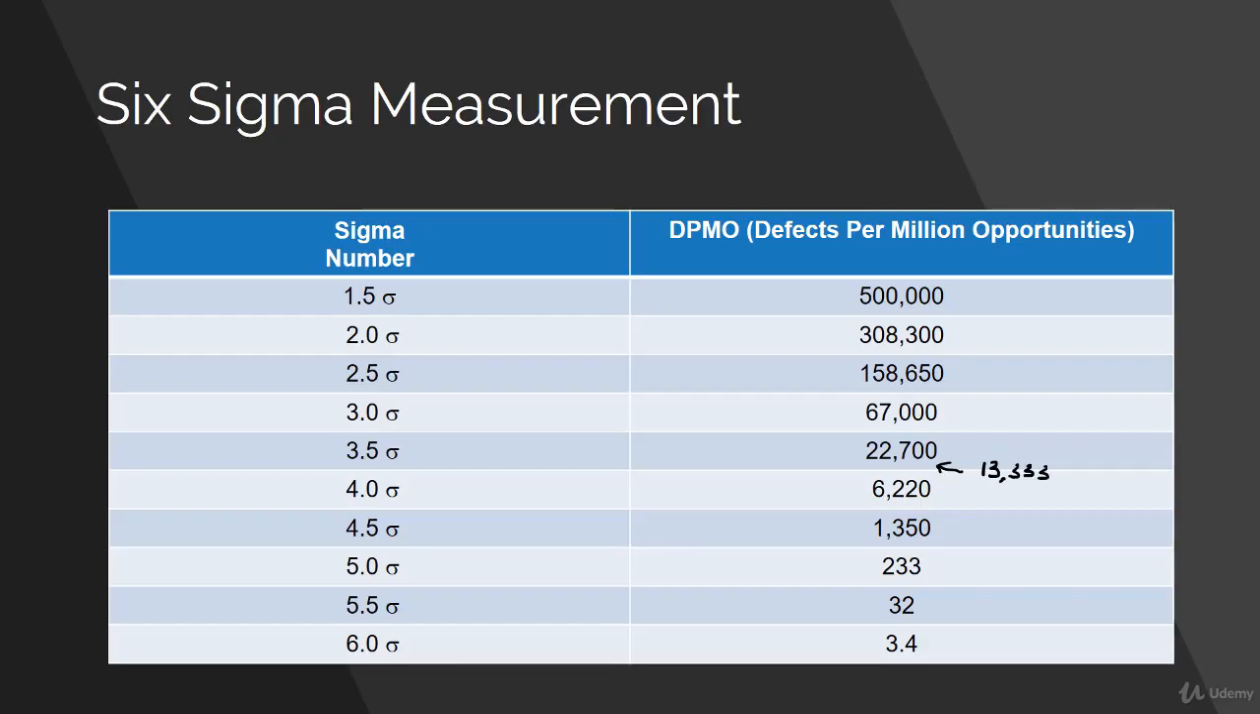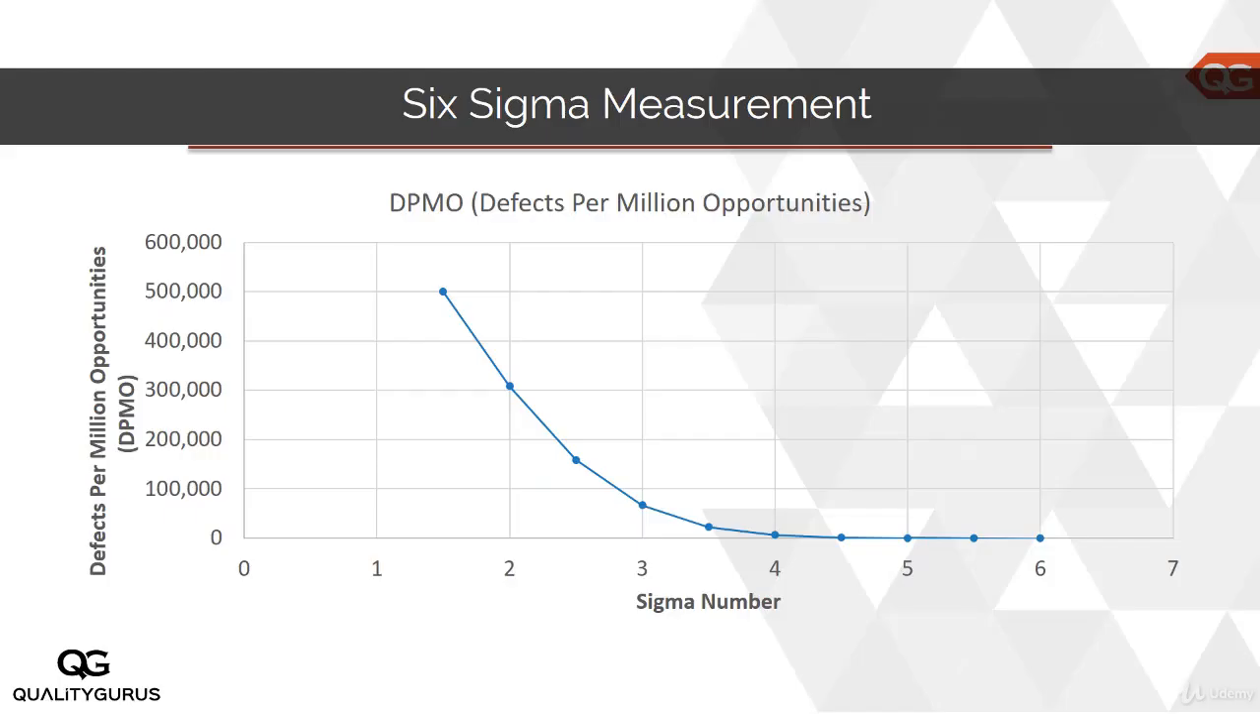So this is between 3.5 to 4. So we calculated this as 3.7. So 3.7 sigma was equivalent to 13,333 defects per million opportunities. And when we say 6 sigma, we are looking at 3.4 defects per million opportunities. So the chart which you saw, related to sigma level and DPMO, the same thing has been put here in the form of a graph.